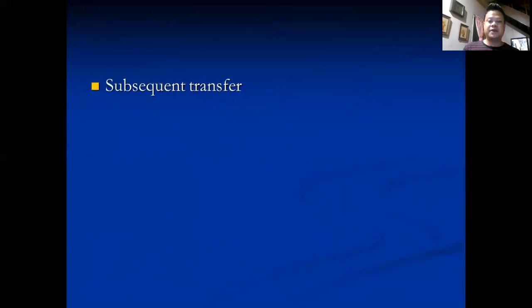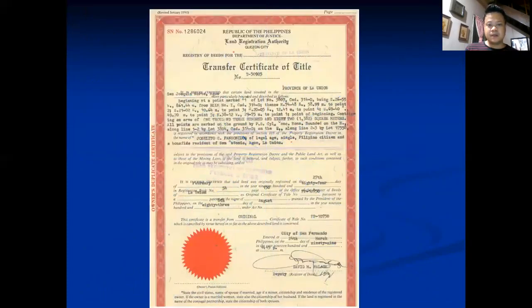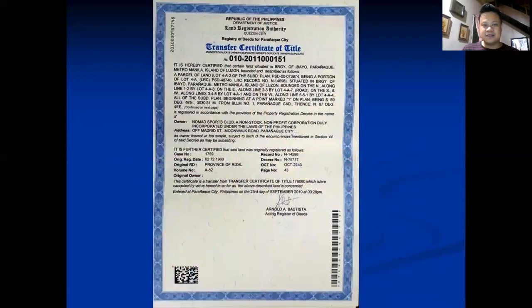Now, subsequent transfer. What is the subsequent transfer? Di ba? So, ito siya, TCT number 50905, di ba? TCT, Transfer Certificate of Title. Pag original, Original Certificate of Title. So, yung pag TCT mo siya, it is subsequent. Hindi siya yung first. Subsequent siya, kinalaunan. Okay? Yan, TCT, Transfer Certificate of Title. So, this one, under a corporation naman.